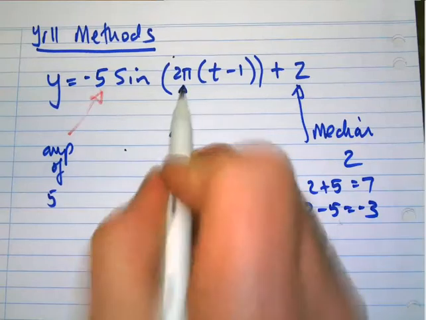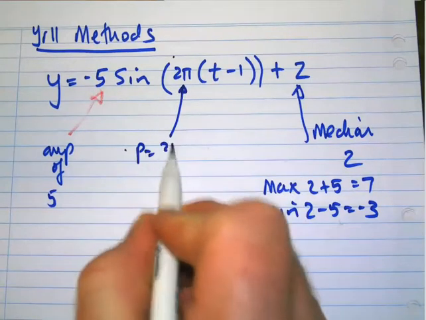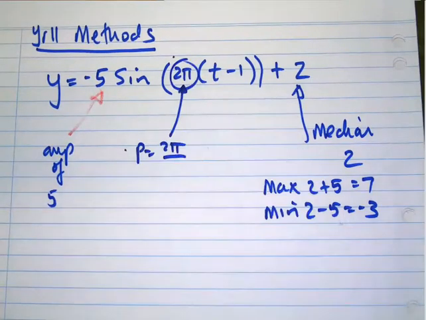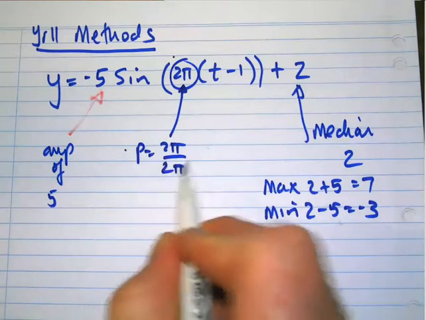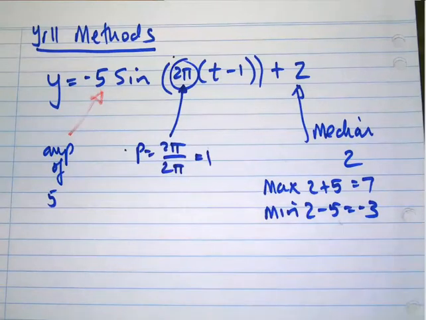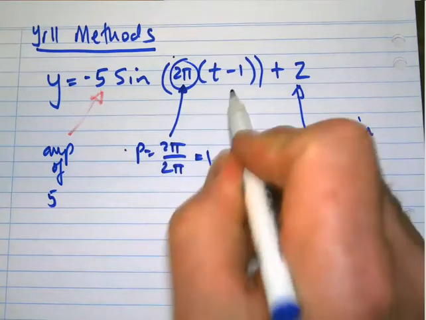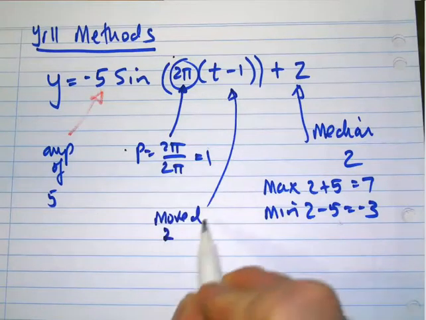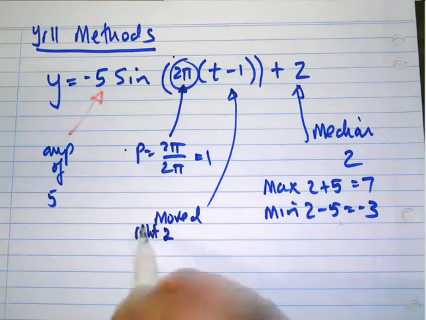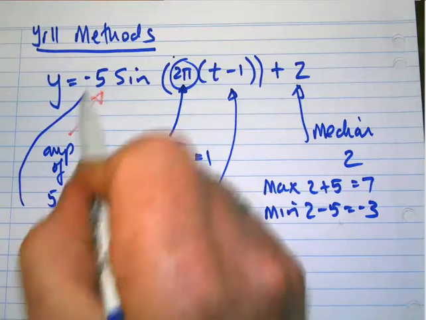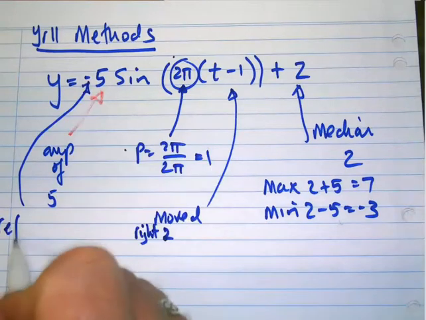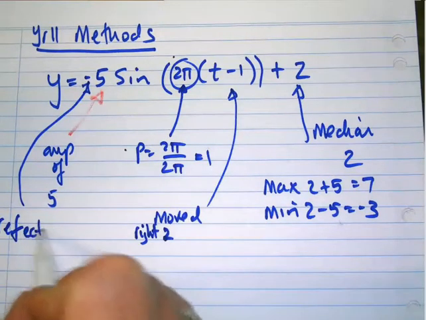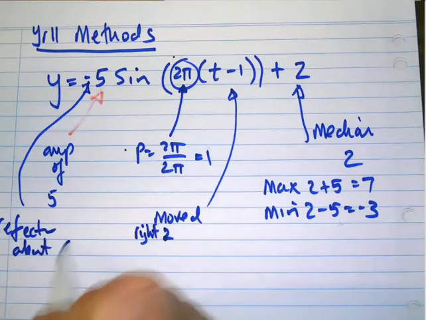This will indicate my period. Period will be 2 pi divided by n, and that's my value of n. So 2 pi on 2 pi, a period of 1. This bit indicates it's been moved to the right 1 unit, and the negative here indicates we have a reflection about the x-axis.